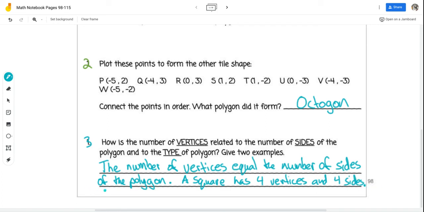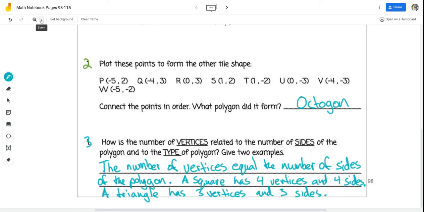Likewise, a triangle has 3 vertices and 3 sides. We can look at our octagon as well. Our octagon has 8 vertices and 8 sides. Our rhombus, which kind of looks like a square just tilted sideways, has 4 vertices, 4 sides. So you have 2 examples. There are many others if you want to use something different.